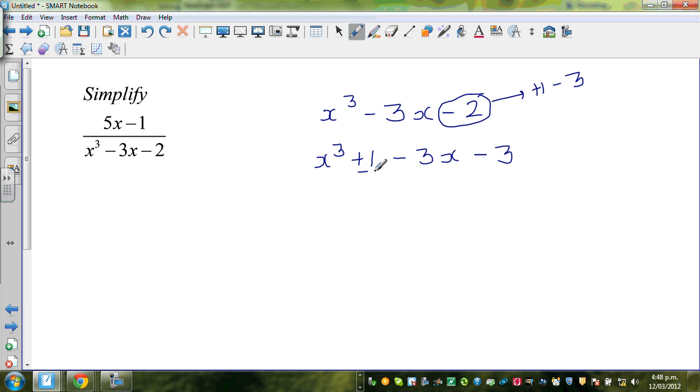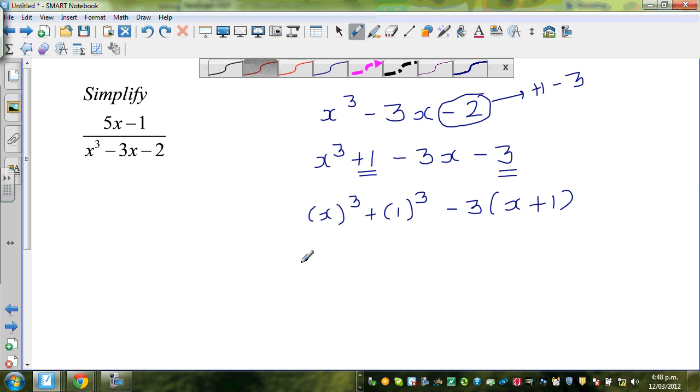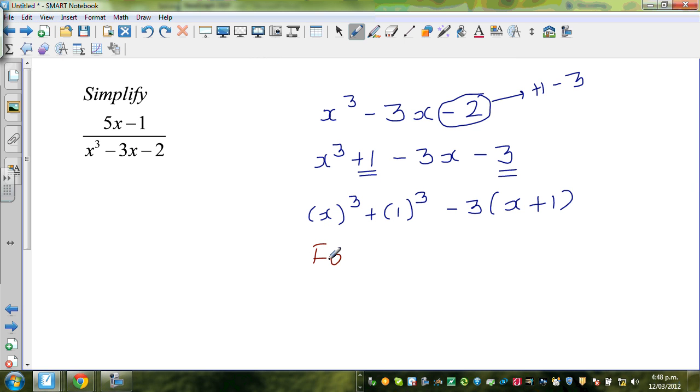So can you see this plus 1 here and minus 3? The reason is I want to write this as a cube. So next I'm going to write this as x cubed plus 1 cubed, and I can factor out a minus 3, so I can write x plus 1. I'm going to write a formula which you may not be aware of. This is a very useful formula, and you can check it by expanding.